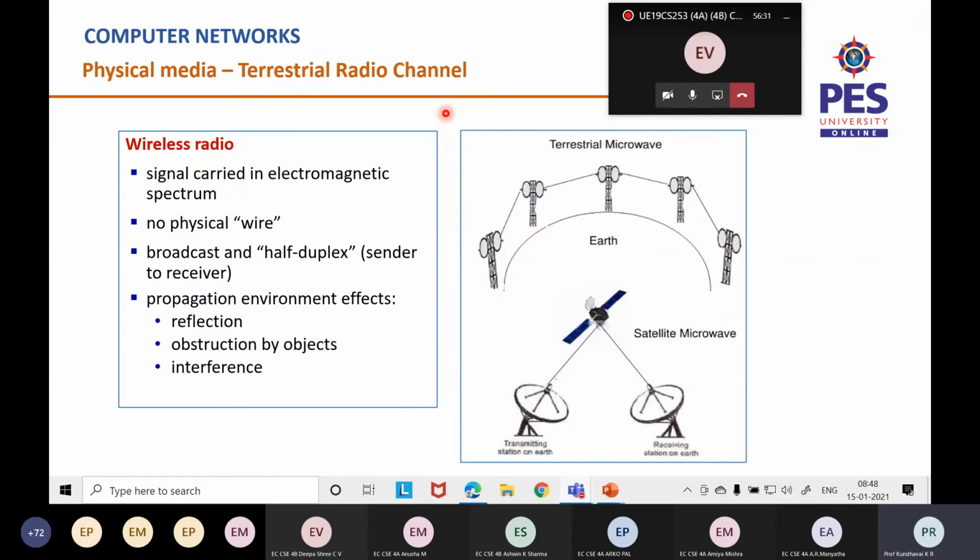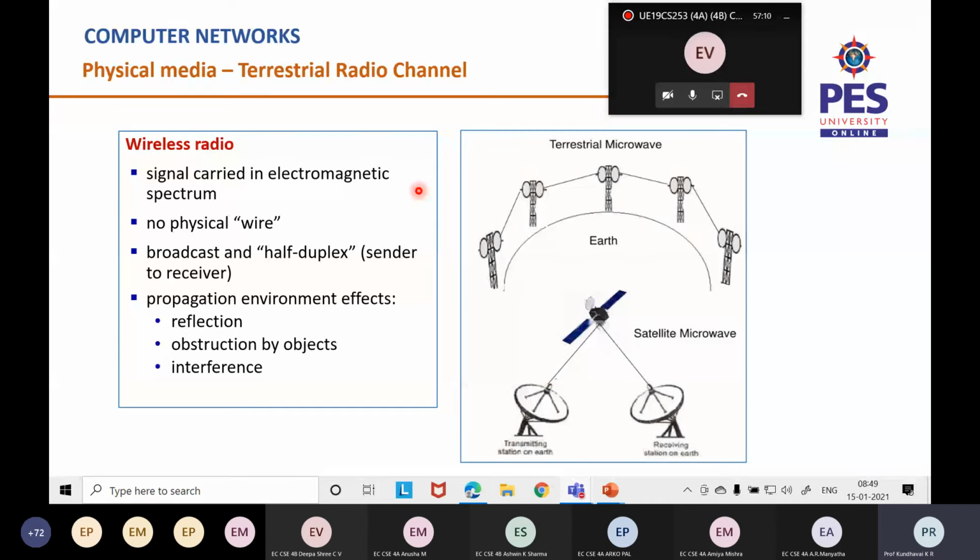So here the signal is carried in an electromagnetic spectrum. Within the spectrum the radio waves are transmitted. There's no physical wire here, so everything is in the atmosphere. The signals are broadcasted and half duplex. What do you mean by half duplex? It cannot send and receive data at the same time. Only one can happen at a time. Simultaneously both can't happen. Okay.